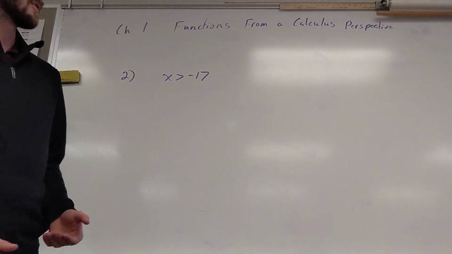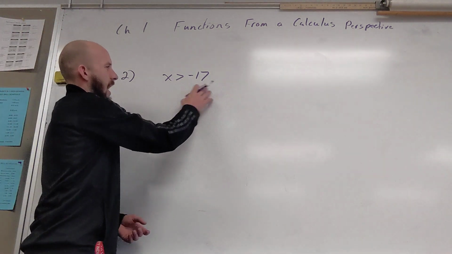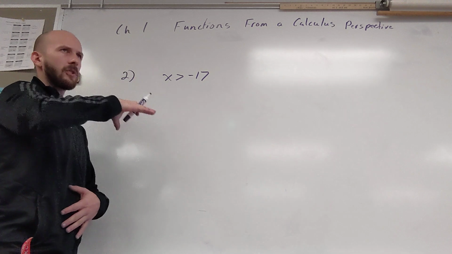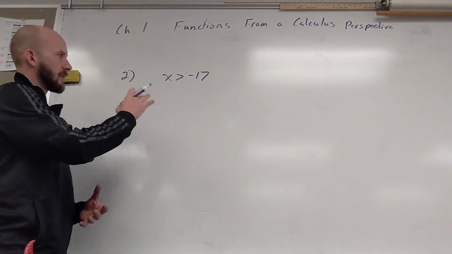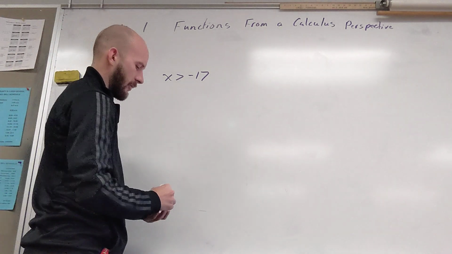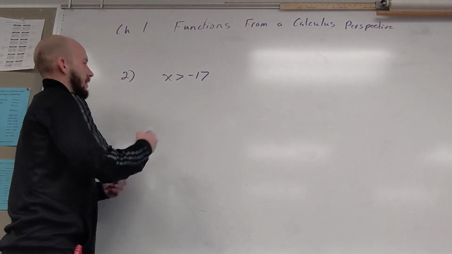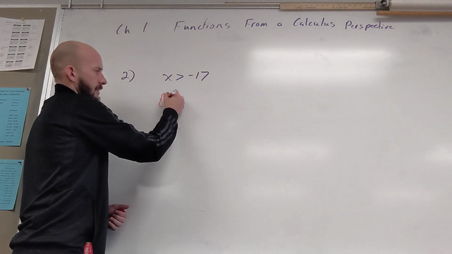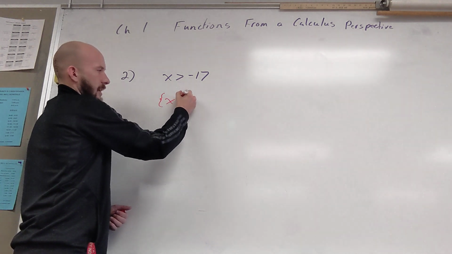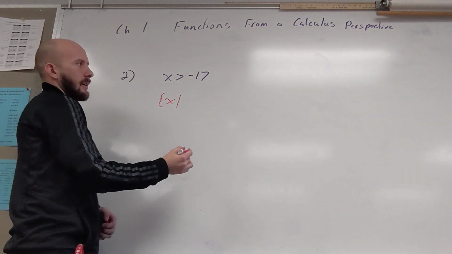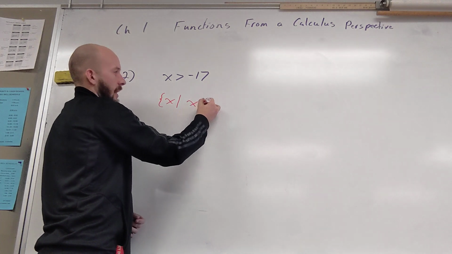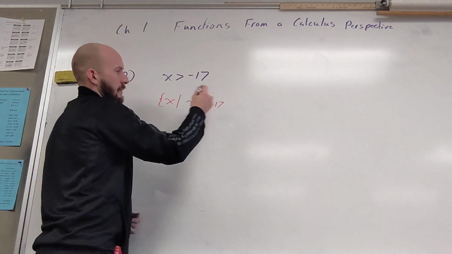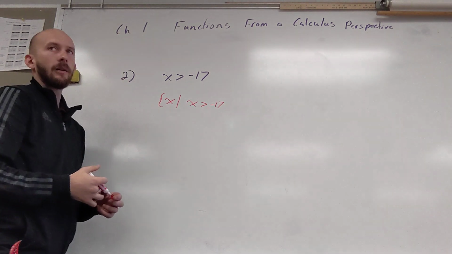Okay, so let's go through this. Again, I would probably not generally use set builder notation for this problem. I would probably use our other notation, but we're going to do it anyway. So for set builder notation, start with your brackets. So we've got the set of all x such that, I'm just going to start out with x is greater than negative 17. That's the interval that we're on.